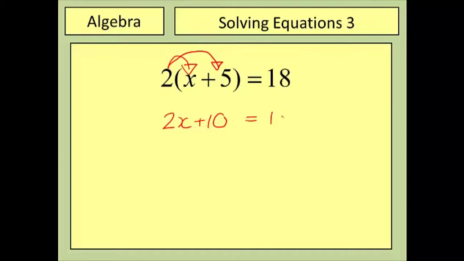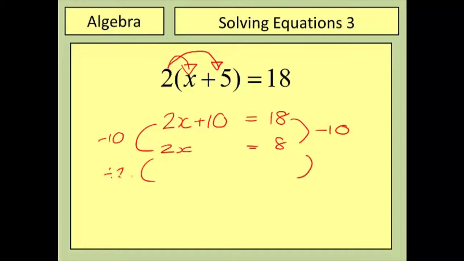What this hasn't done is change anything over on this side where there wasn't a bracket to begin with, so 2x plus 10 equals 18. This is now a two-step equation like the ones you would have encountered in Solving Equations video 2. So what we're going to do is undo the plus 10 by subtracting 10 from both sides, and that's going to give me 2x equals 8. Then I'm going to divide both sides by 2, giving me x equals 4. And that's my final answer.